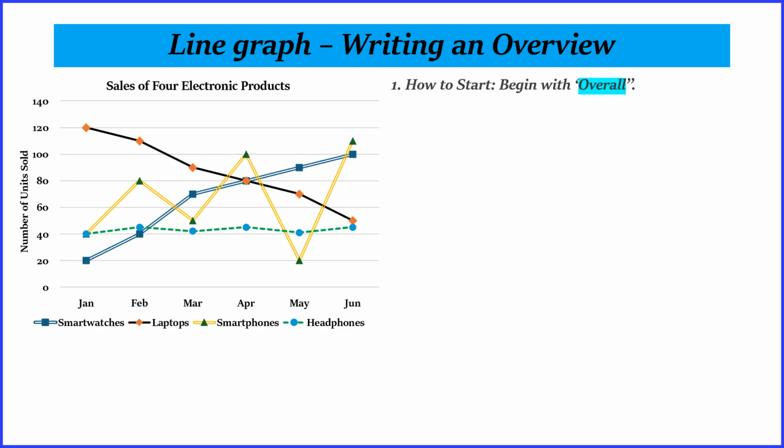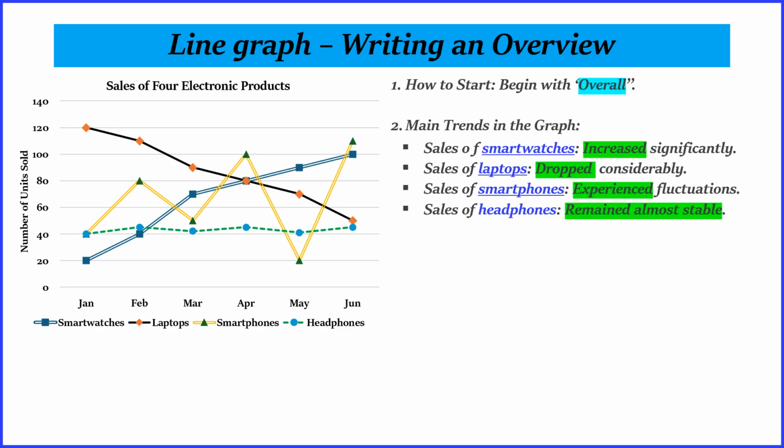Let's look at the main trends in the graph to write the overview. Sales of smartwatches increased significantly from the beginning to the end of the period. Sales of laptops dropped considerably throughout the 6-month period. Sales of smartphones experienced fluctuations with sharp rises and falls but showed an upward trend towards the end. Sales of headphones remained relatively stable with only minor changes over time. So based on this observation, the overview can be written this way.